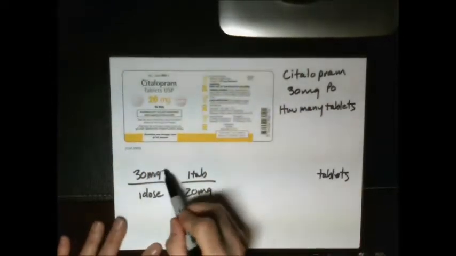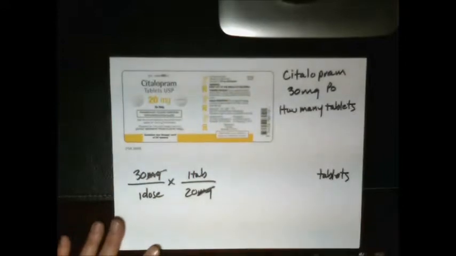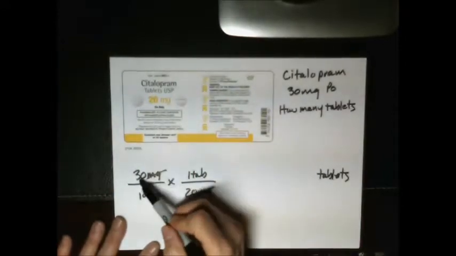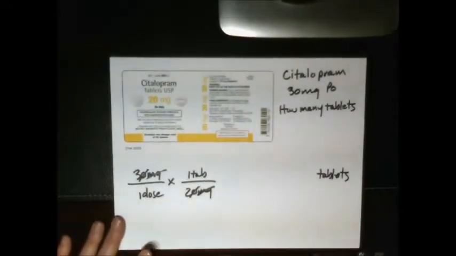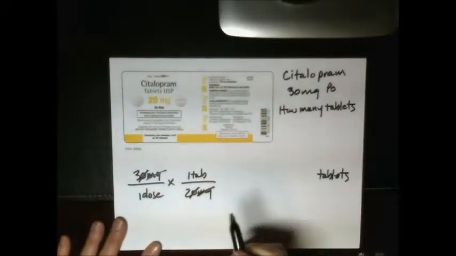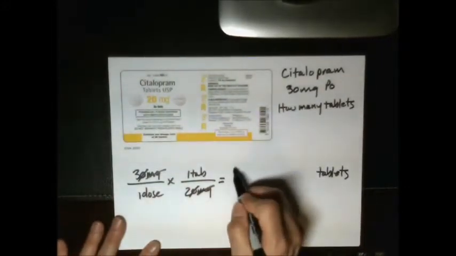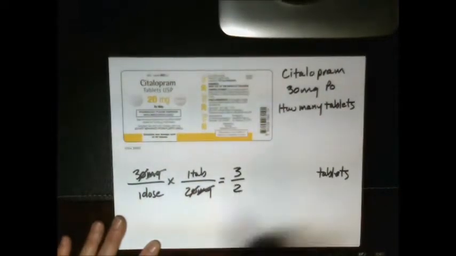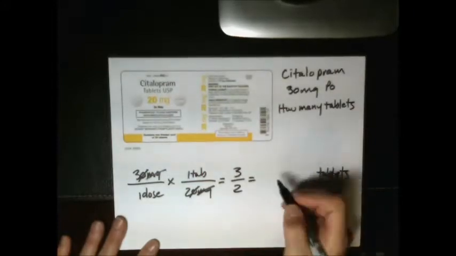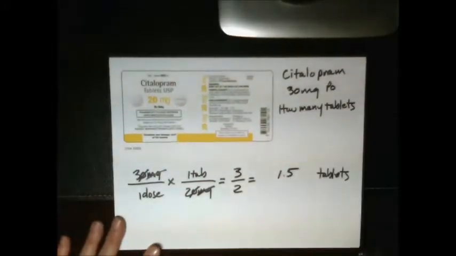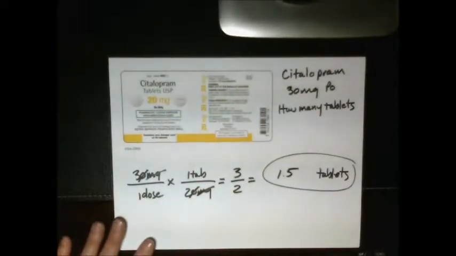I'm going to cross out like units. I am going to also get rid of some of those zeros because we're allowed to do that in algebra. And I'm going to multiply across. 3/2. If we divide 3 by 2, we get 1.5. So our answer is 1.5 tablets.